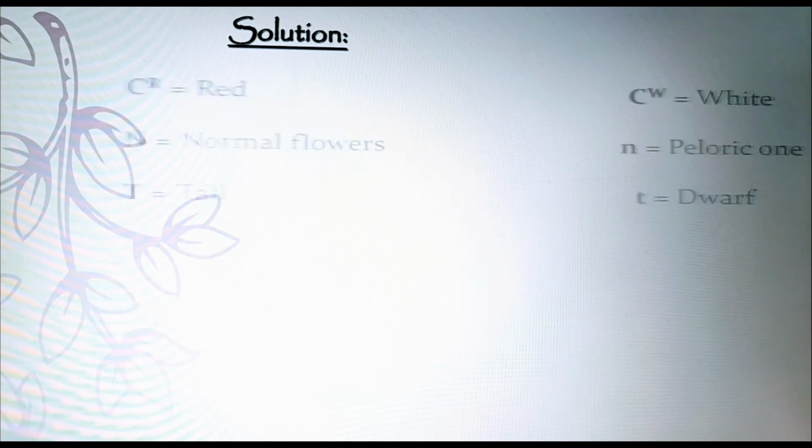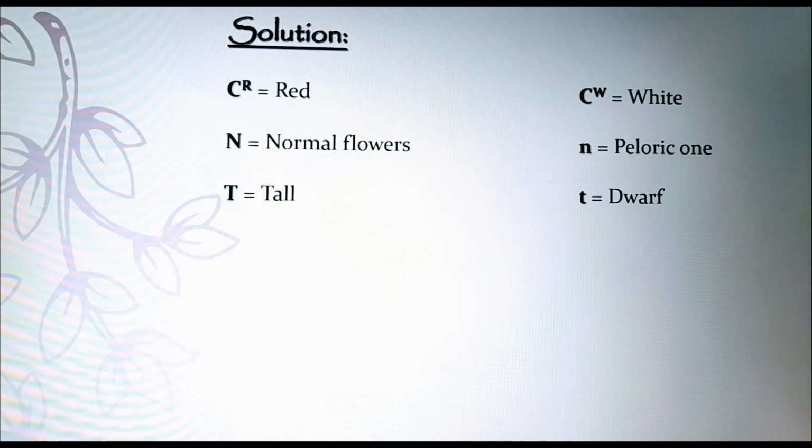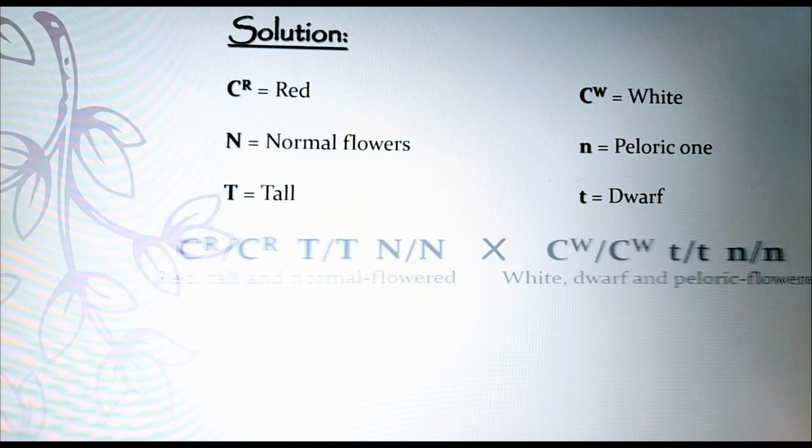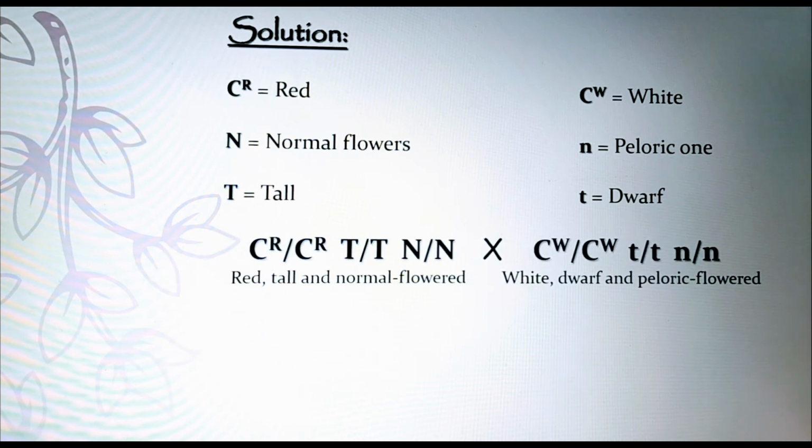Now we will solve the problem. We start by assigning symbols to the flowers. CR for red and CW for white. Capital N is for normal flowers and small n for pyloric ones. Capital T is for tall and small t is for dwarf plants. So the initial cross becomes red, tall and normal flowers crossed with white, dwarf and pyloric flowers.